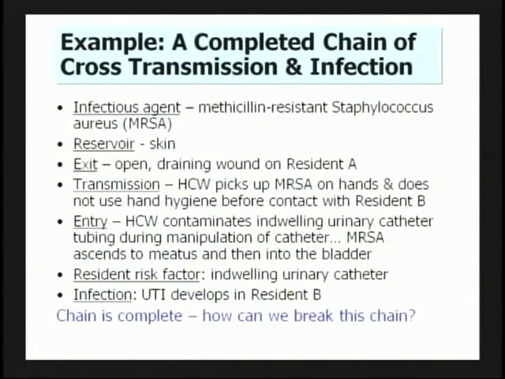There's got to be a way for that Staph aureus or the MRSA to leave that one resident. So let's say they have an open draining wound, and resident A would be a good example. They have a Staph aureus skin infection. It was cultured and it showed methicillin-resistant Staph aureus was present in that draining wound.